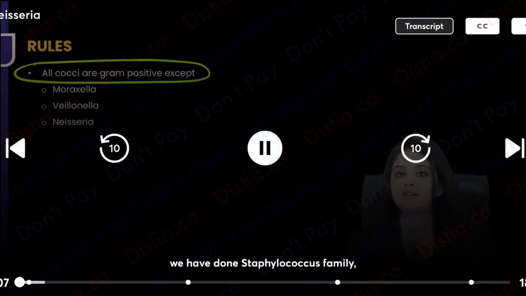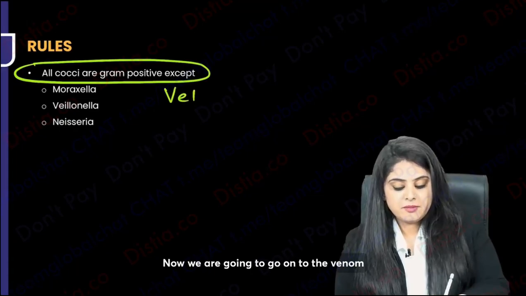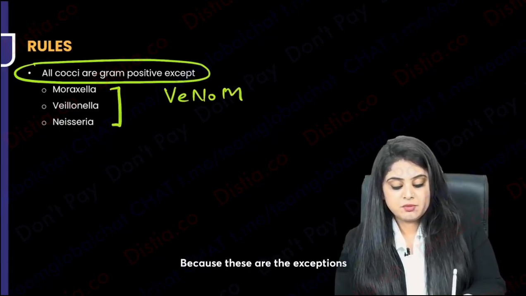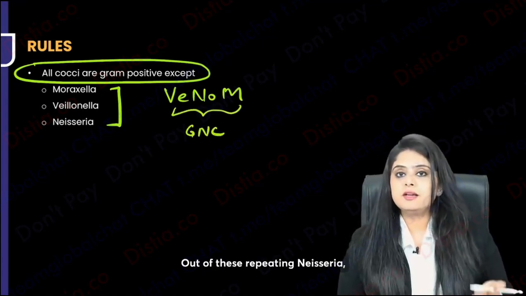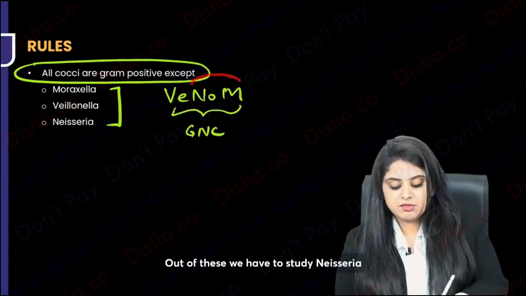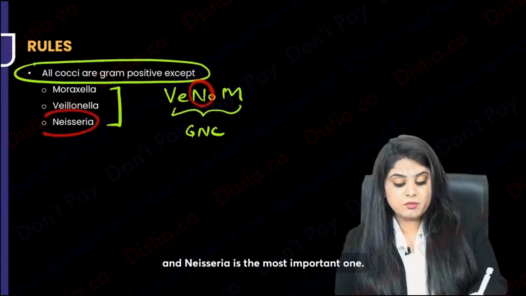Positive, means we've done the Staphylococcus family and the Streptococcus family. Now we are going to go on to the gram-negative cocci. And what were they? Because these were the exceptions which were gram-negative cocci. Out of these, repeating, Neisseria, Moraxella, Veillonella. Out of these, we have to study Neisseria and Moraxella more importantly, and Neisseria is the most important one.